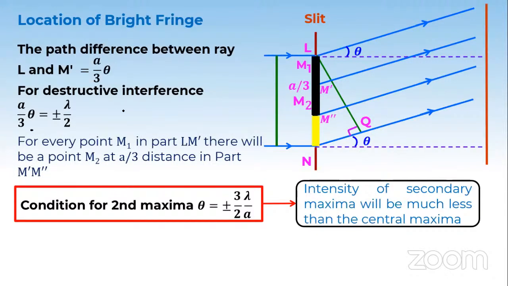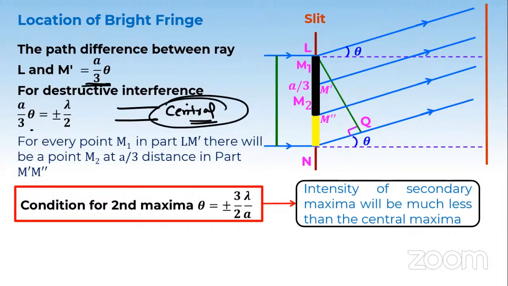Now there is a problem in this. What is the problem? We know that the central one will be maximum for theta 0. So why is A by 3 written there? Because the central one is already maximum at theta 0. So for the bright fringe, you will get answers in this format: plus 3 minus 2 by lambda by A. Remember these, okay? For the bright fringe, these will be your conditions for maxima.